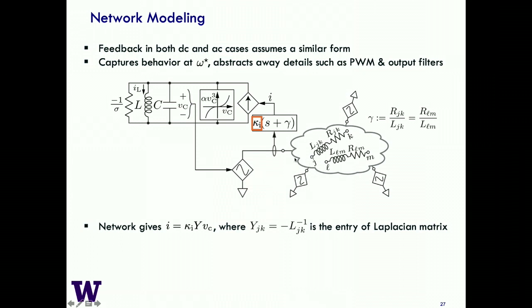And we assume that there are multiple copies of them interacting with each other through the network. And the network interactions can be just given by this equation. So I here is the vector of all of the currents that are being injected into those oscillators. VC is the vector of all of these capacitor voltages. And Y is a square matrix that tells you what the network structure looks like.